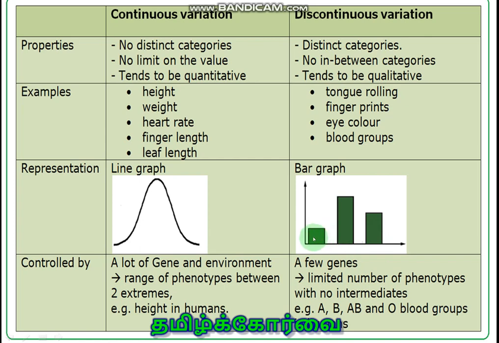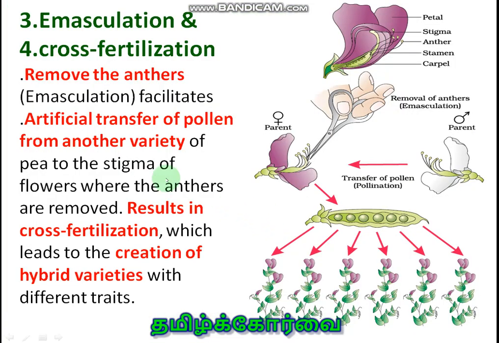Right? Say on the one side tall and on another side dwarf. In some cases, the intermediate color or intermediate character will also appear. In such a case, you will be getting a graph like this. And emasculation and cross fertilization.